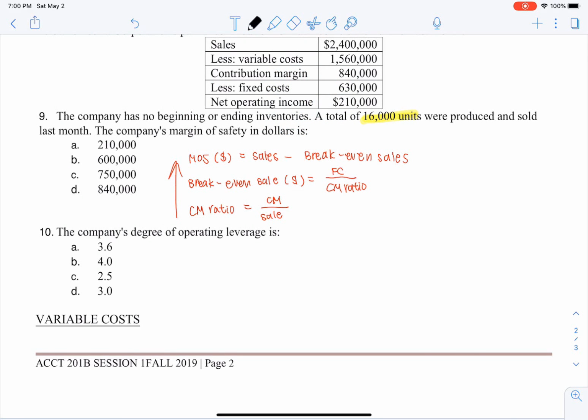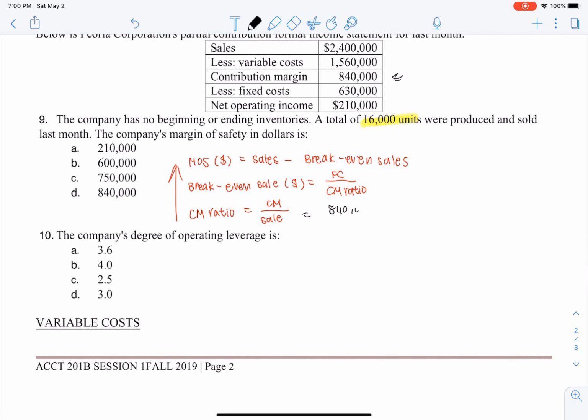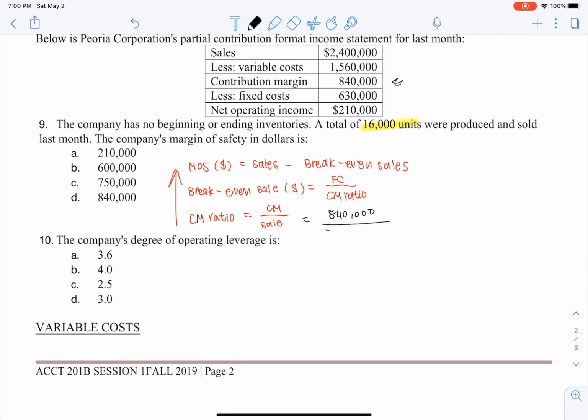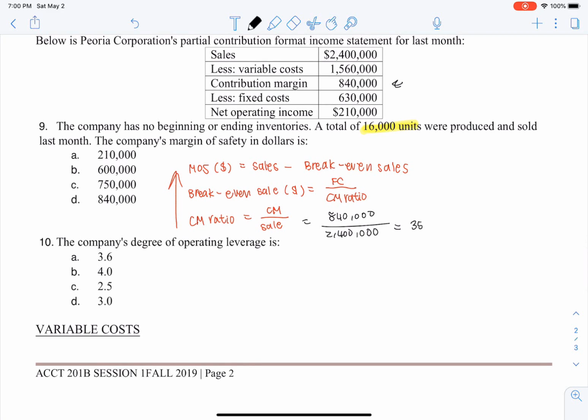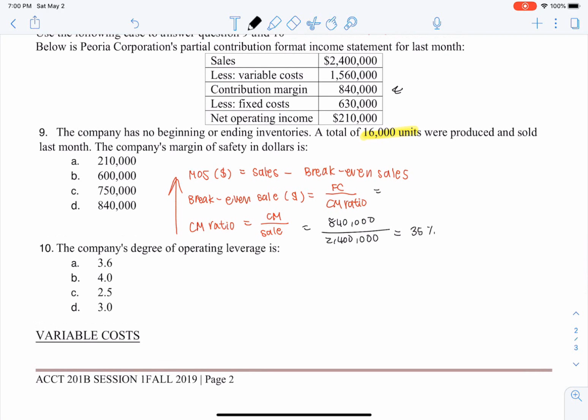Okay. So we know the contribution margin, 840,000 divided by the sales, 2,400,000, which is our 35%. And now with 35%, and the fixed cost is our 630,000, we ended up with 1,800,000.